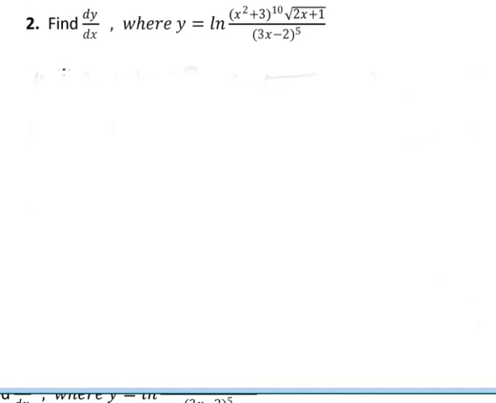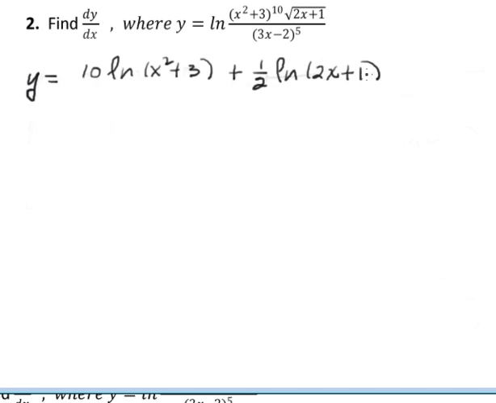We're going to differentiate this log expression, and before we do that, we're going to take advantage of the log properties and expand this expression so that we don't have to use a product rule or a quotient rule. Okay, so let's do that. So we have y is equal to 10 log x squared plus 3 plus 1/2 log 2x plus 1 minus 5 log 3x minus 2.